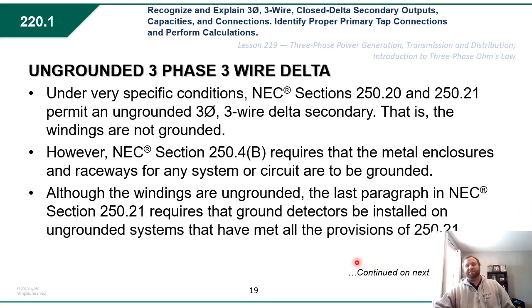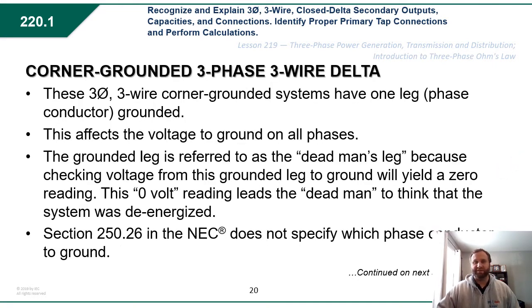Ungrounded three-phase deltas. Understand the makeup and characteristics of a three-phase, three-wire delta. With an ungrounded delta, your voltage to ground theoretically would be 0 because there's no grounded wire or grounded circuit conductor involved in that transformer. Now, there will be requirements for there to be ground detectors according to the NEC, but that is not necessarily used as a grounded conductor. So the voltage to ground would theoretically be 0 in a 3-phase, 3-wire ungrounded delta.